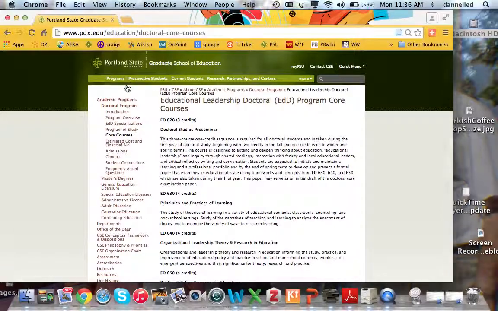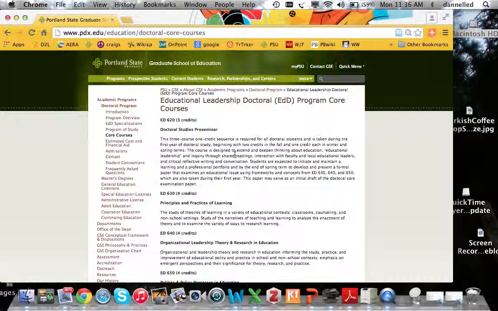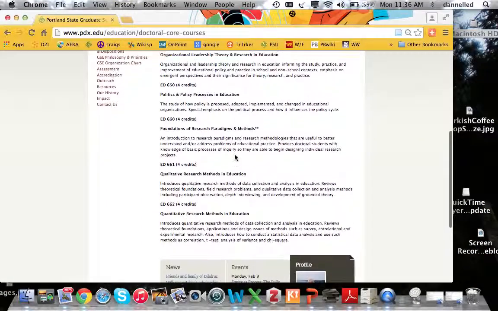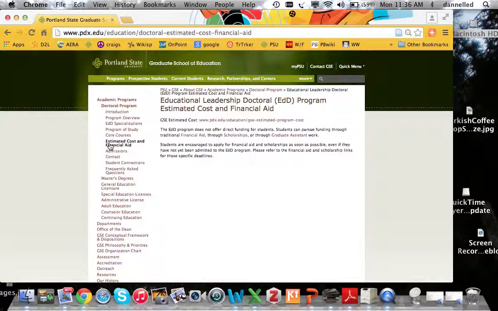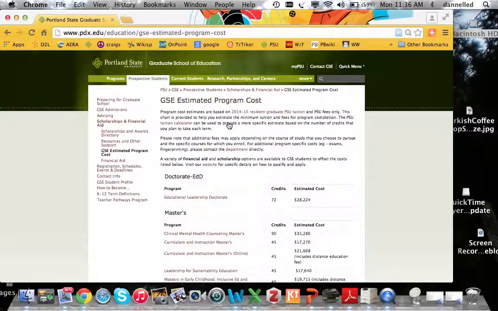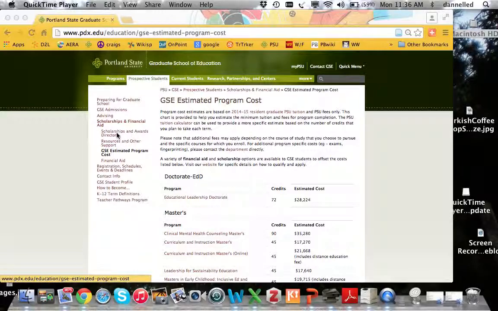The next one is the core courses, just a description of all the courses in the core. Estimated cost and financial aid page. There are some links in here. Let's see if they work. Yeah. So that works. That's really nice to have, and students will appreciate having that so they have some idea of what debt they're incurring in this program.